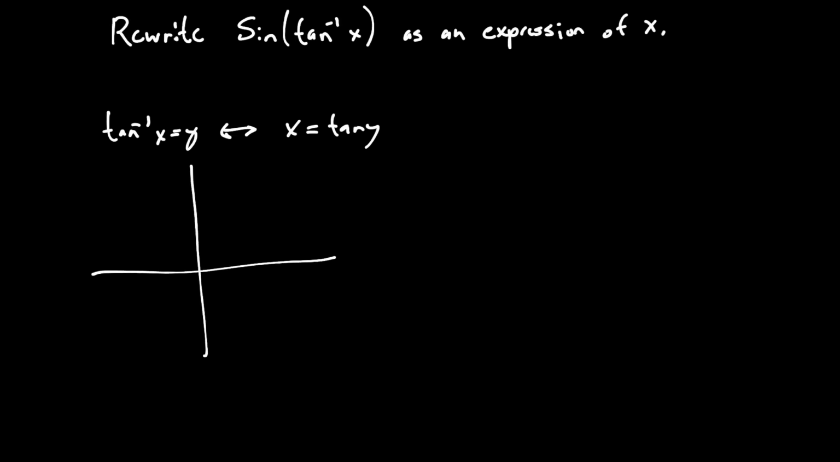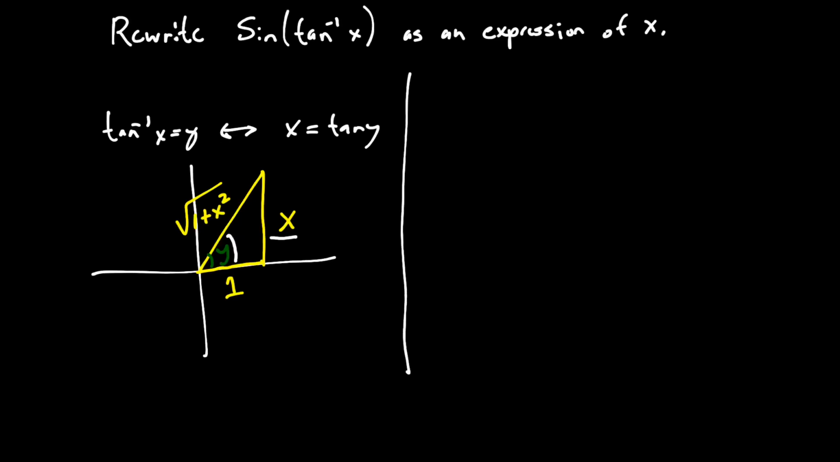So we form a right triangle whose opposite side has length x and whose adjacent side has length 1, then the last side will have length square root of 1 plus x squared by the Pythagorean theorem. And the acute angle corresponding to this triangle is given by this angle here, which is y. Again, the input values of tan inverse of x is the length of this opposite side x here, and the output values are the angles y here.